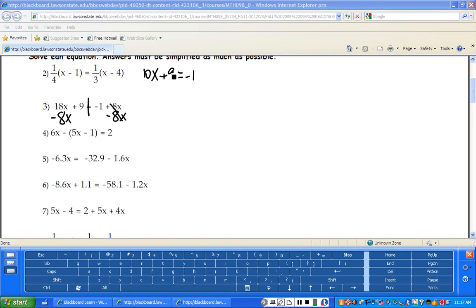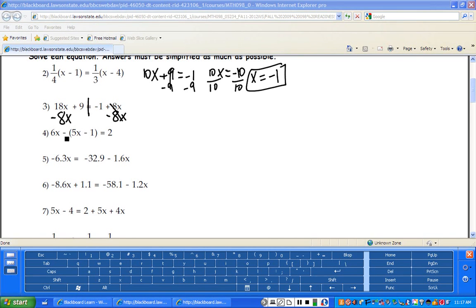So we're going to move this 9 by subtracting from both sides. Cancels. So 10x is left on the left hand side. 10x, that's gone. Equals negative 1 minus 9. Negative 10. Divide both sides by 10. X equals negative 1. There's your answer. And that was number 3. Problem number 4.